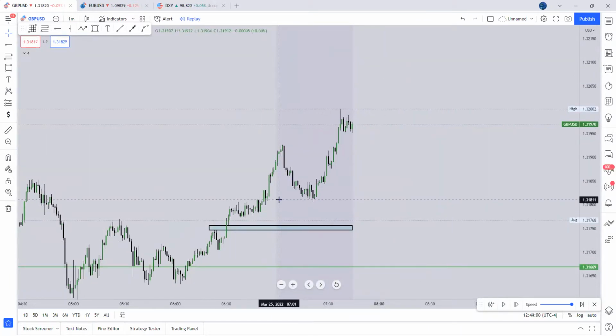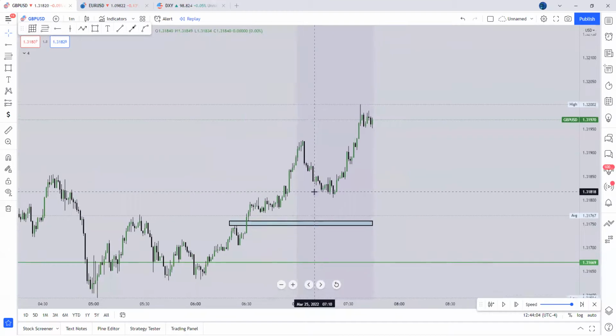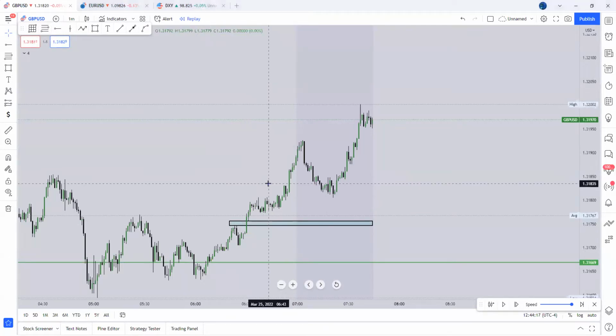Are there entries that you guys could have taken on these positions? Is there an entry that you guys see here? Is there an entry that you guys see that you could have taken here? Maybe at the 1.31819 area. Yeah, so around this area, right?